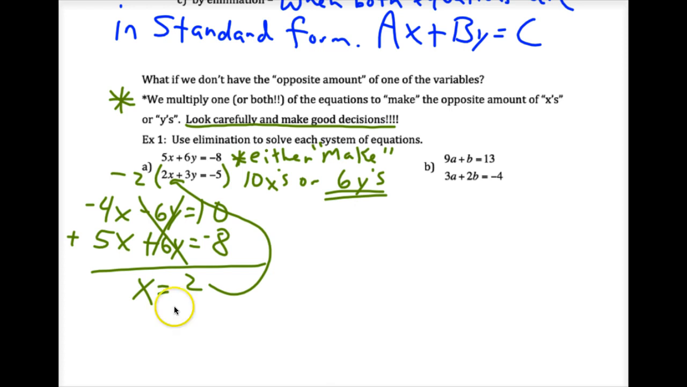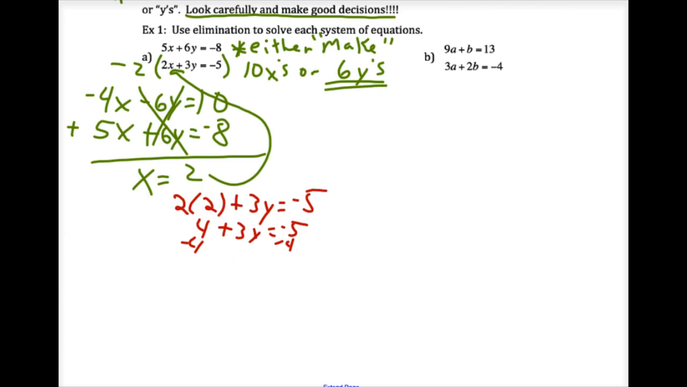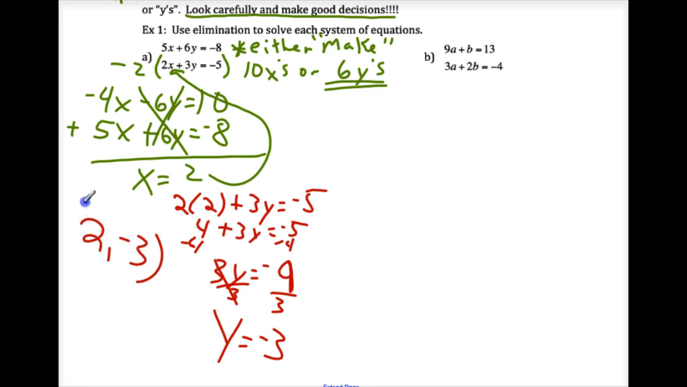Here we go. 2 times 2 plus 3y equals -5. 4 plus 3y equals -5. Subtract 4 from both sides, guys. 3y equals -9. Y equals -3. And then, Olson, pair them up. What's the answer? 2 comma -3. It's not 2 comma Kevin. 2 comma -3.